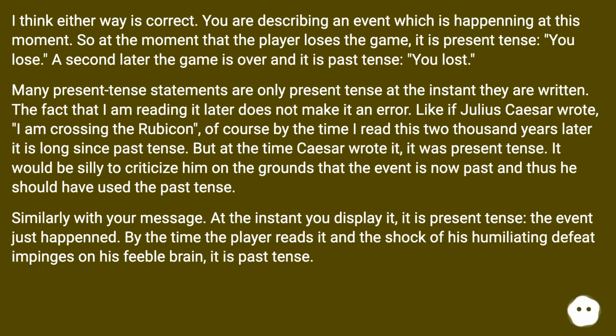It would be silly to criticize him on the grounds that the event is now past and thus he should have used the past tense. Similarly with your message. At the instant you display it, it is present tense, the event just happened. By the time the player reads it and the shock of his humiliating defeat impinges on his feeble brain, it is past tense.